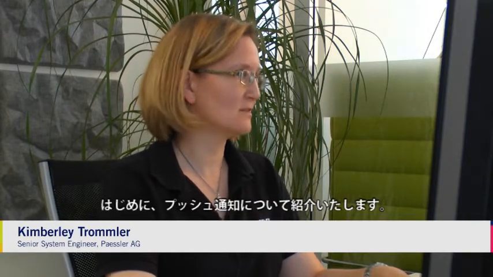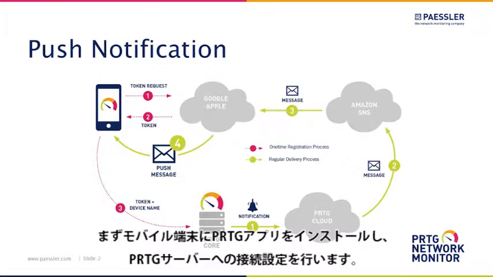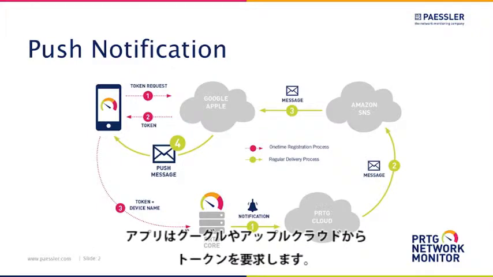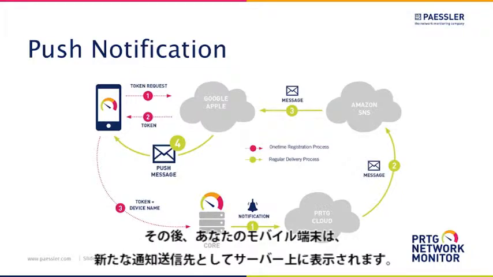As my first example, I'd like to cover push notifications. To receive push notifications on your smartphone or tablet, first install the PRTG app on your phone and configure it to connect to your PRTG server. Then, in the app, activate push notifications. The app will request a token from the Google or Apple Cloud and will then send this unique token to your PRTG server. A new entry for your phone will then appear in the notification contacts on your server.